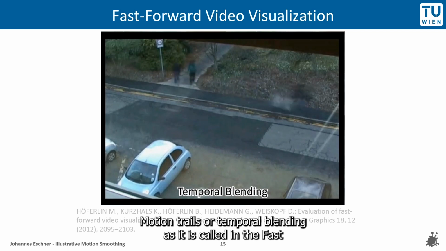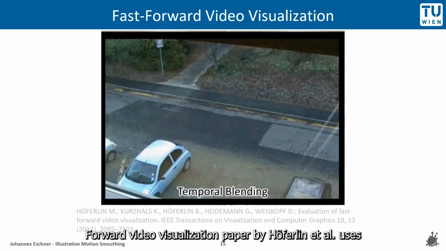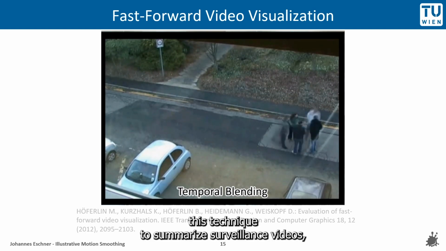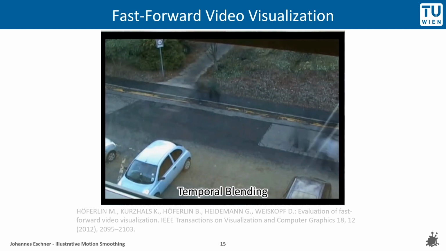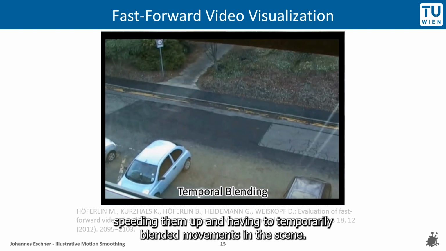Motion trails, or temporal blending, as it is called in the fast-forward video visualization by Höferlin et al., uses this technique to summarize surveillance videos by speeding them up and having the temporally blended movements in the scene.